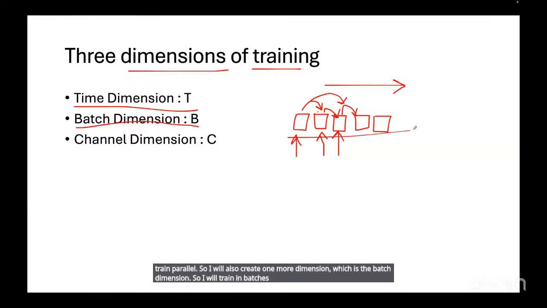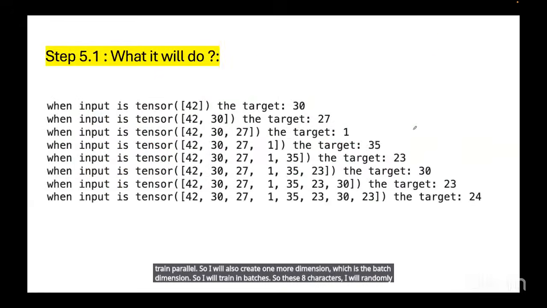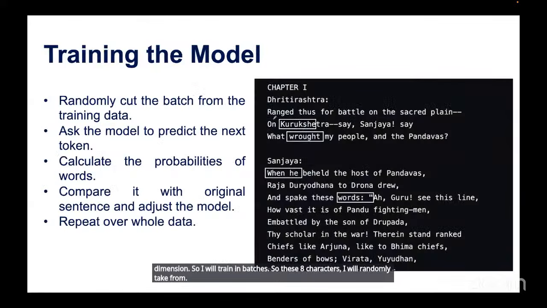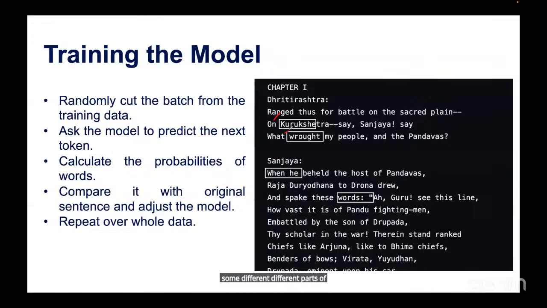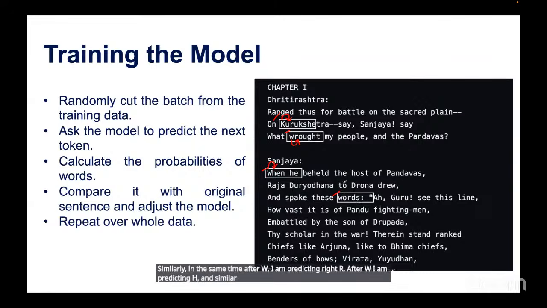So these 8 characters I will randomly take from some different parts of my corpus. So 1, 2, 3, 4. If I have 4 different batches, then after K I am predicting U. Similarly, in the same time after W I am predicting R. After W I am predicting H, and similarly in the same time after W I am predicting O. So I am making one more dimension where I am training parallelly from 4 different parts of my corpus.